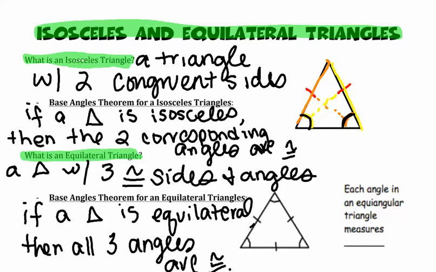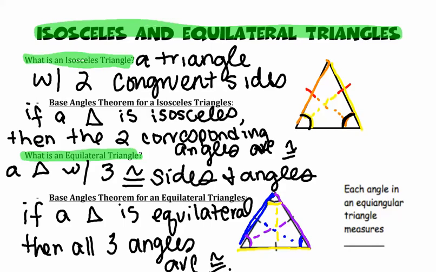And if I show you what I mean, if we look at this side right here, that corresponds to that angle. And this side here corresponds to that angle. And this base corresponds to the top angle. And so since all my sides are congruent, just like isosceles, I can assume my angles are congruent.